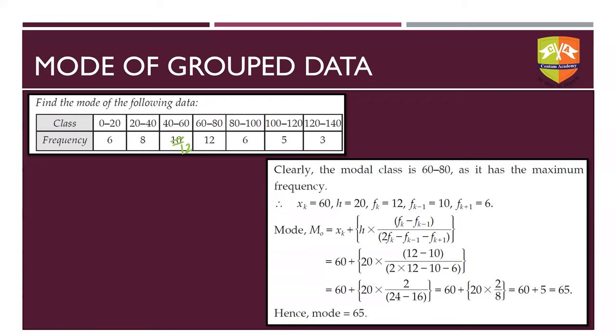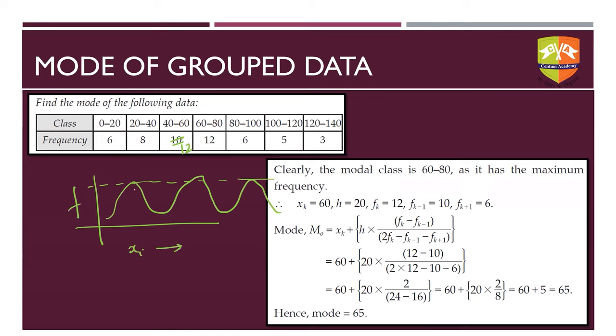But data can have more than one mode. That's called bimodal, and it can have multiple modes also. So in this case, there can be two modes. Multimodal, yes. Unlike mean and median, we can have more modes. If you plot frequency here, there are multiple modes. It will not be in your exam for sure.